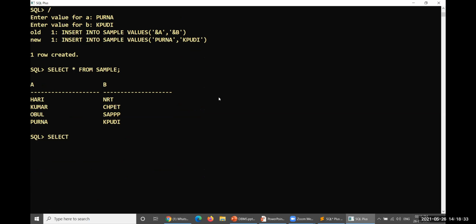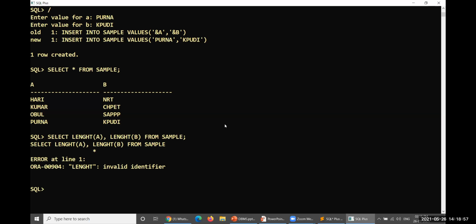So select LENGTH of A, comma LENGTH of B, from the table. Right now it is not from dual, because we have selected the columns from a table, so we have to select from SAMPLE here. Sorry, LENGTH of A, LENGTH of B.